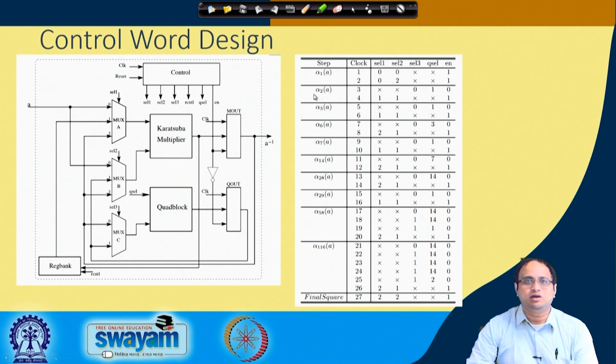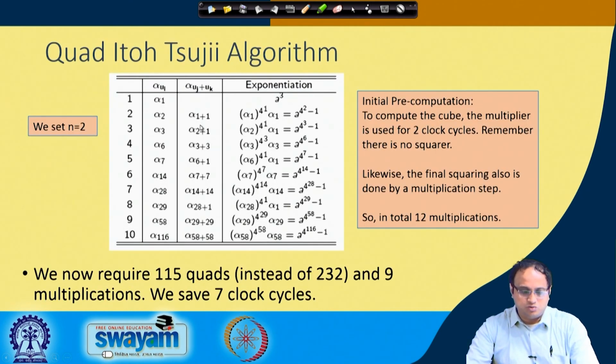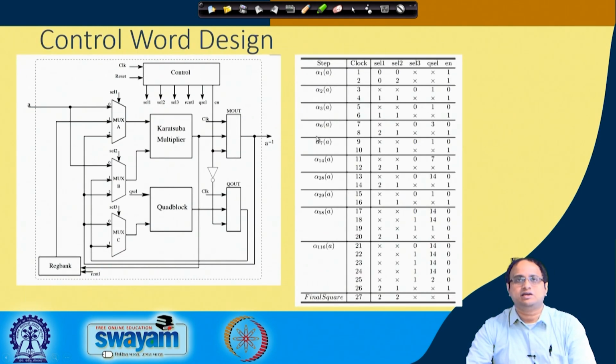In alpha 2A, if you go back and see the computation of alpha 2A, you basically are multiplying alpha 1, passing alpha 1 and raising it to the power of 4, and you are multiplying this with alpha 1. So, therefore, alpha 1 needs to be sent to a quad circuit, and the result needs to be multiplied with alpha 1. So, what I do in the next clock cycle is I essentially raise alpha 1 to the power of 4.